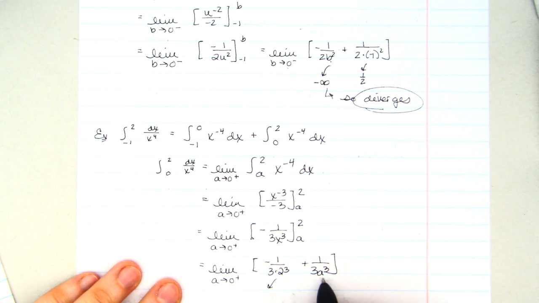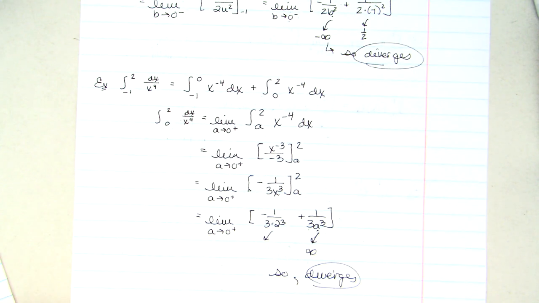This is fine, but I've got an issue over here. Small positive cubed, smaller positive times 3, small positive, 1 over that. That part gives you infinity. Therefore, this thing diverges. Therefore, that thing diverges.